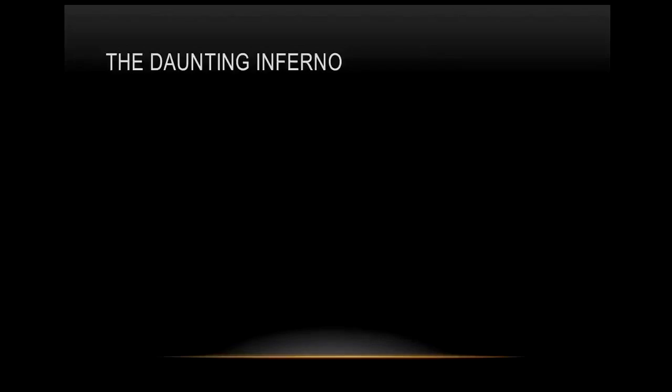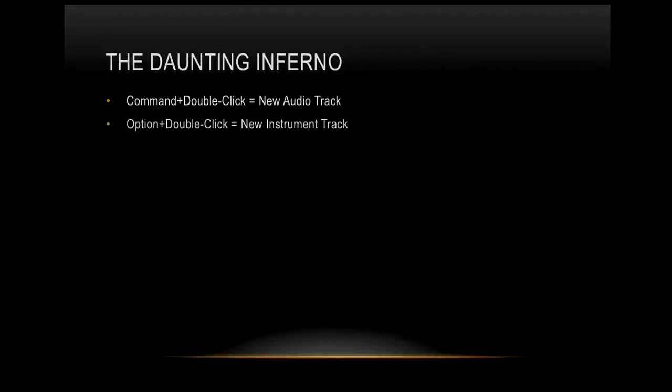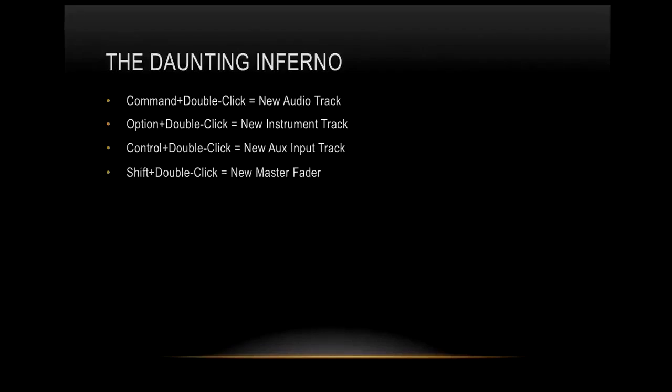Okay, so to review, we have 4 new double-click shortcuts in Pro Tools for adding tracks to our session. Command double-click, or Control double-click on Windows, to add a new audio track. Option double-click, or Alt double-click on Windows, to add a new instrument track. Control double-click, or Start double-click on Windows, to add a new aux input track, and Shift double-click on either platform to add a new master fader.